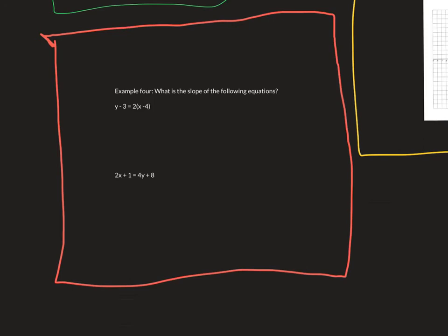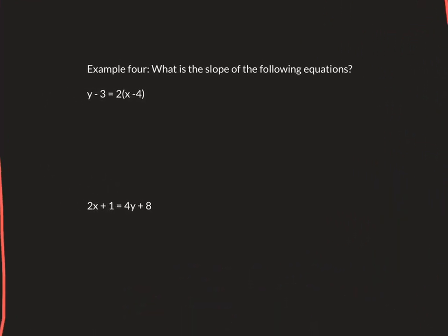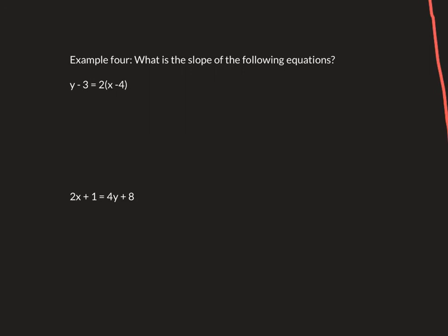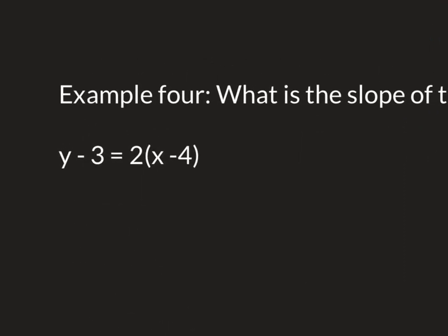So, what these types of problems are is just asking you, what is the slope of the following equations? How we're going to do that is we're going to need to put all of our equations into y equals mx plus b form. So we're going to have to move some stuff around and do a little math, right? The first thing we need to do in the first one is some simplifying. We're going to have to do the distributive property.